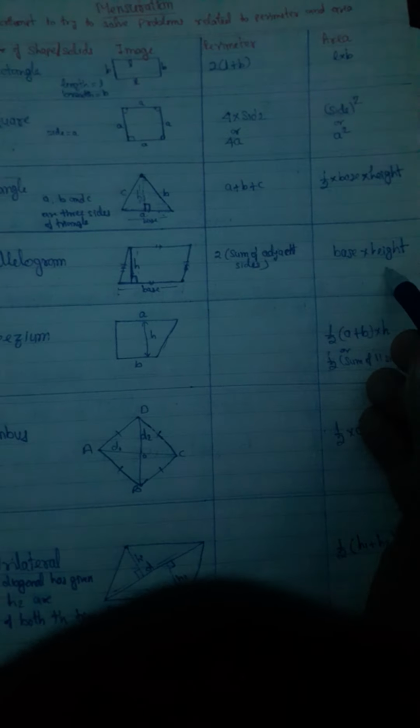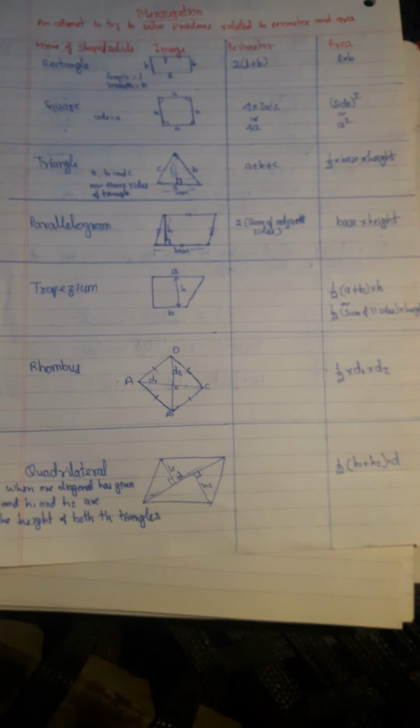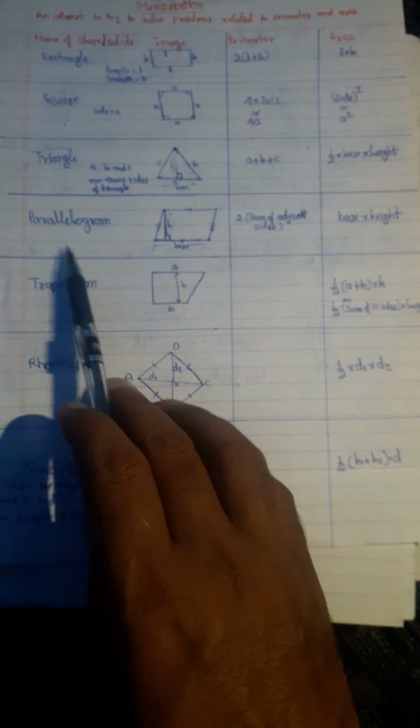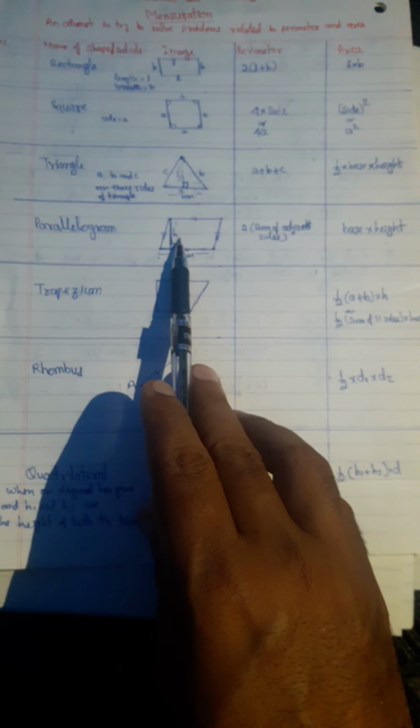Then the area of the parallelogram is base into height. The area of the parallelogram is base into height. This is the base and the perpendicular height is h.